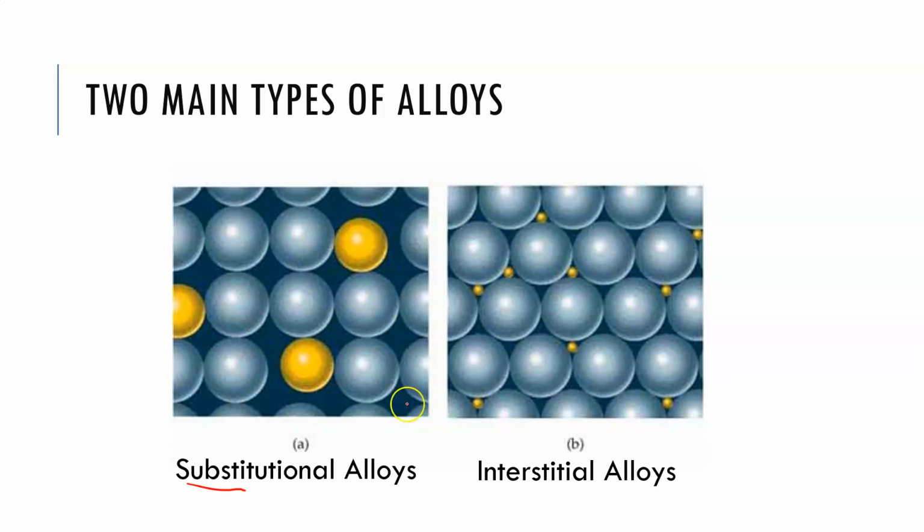The other one is interstitial, and inter means within. In interstitial alloys, the alloying component is actually fitting in the gaps between the original lattice.